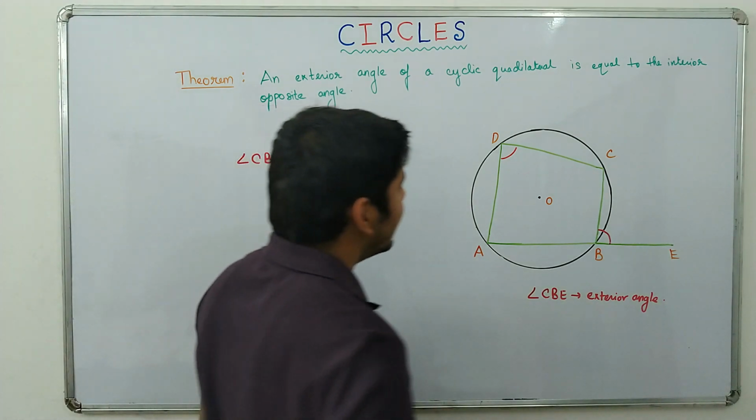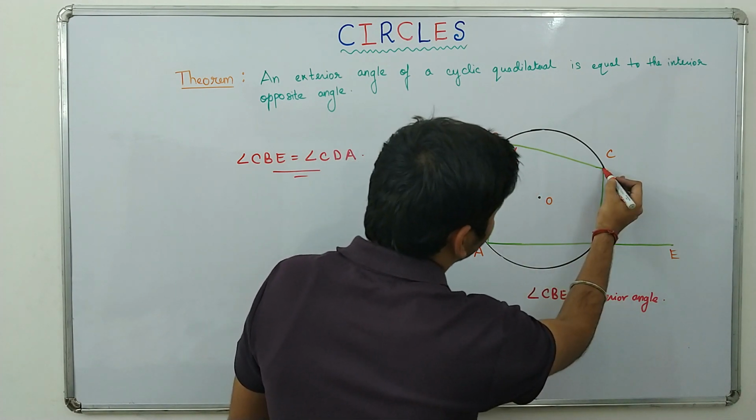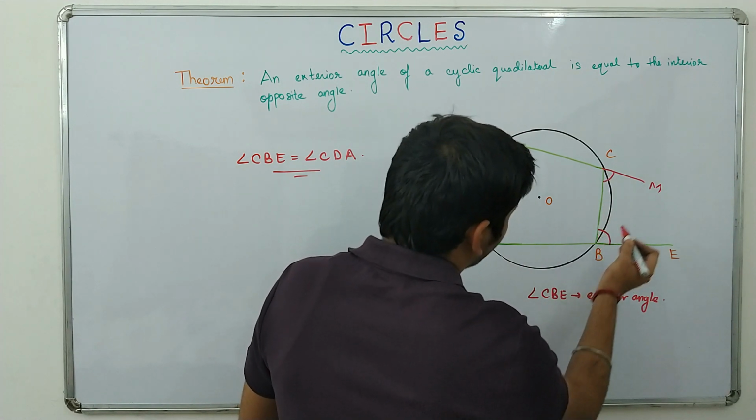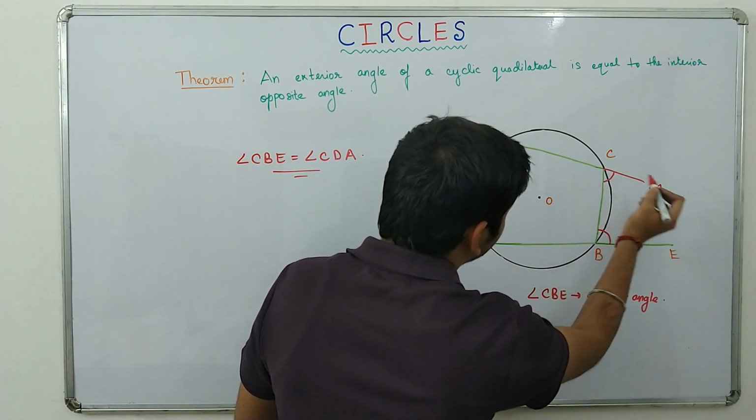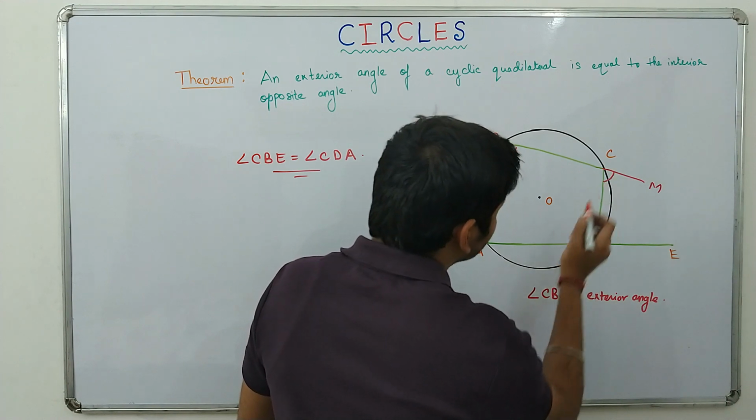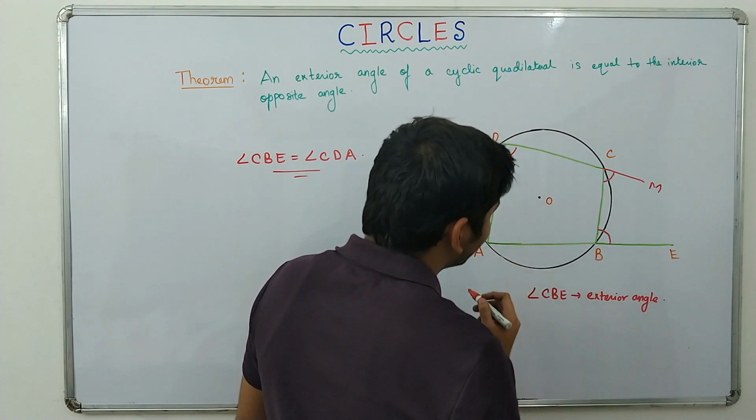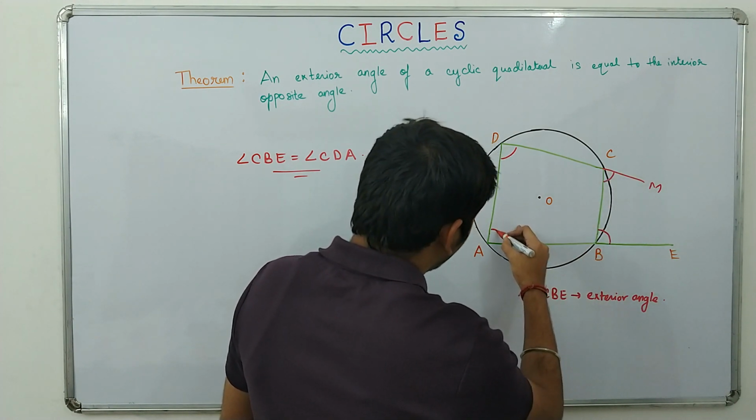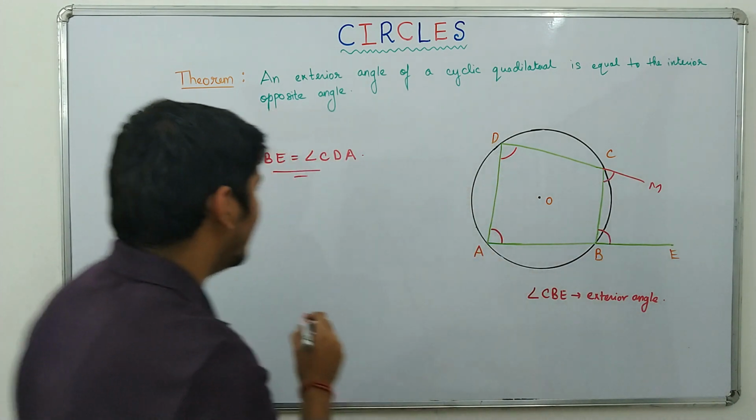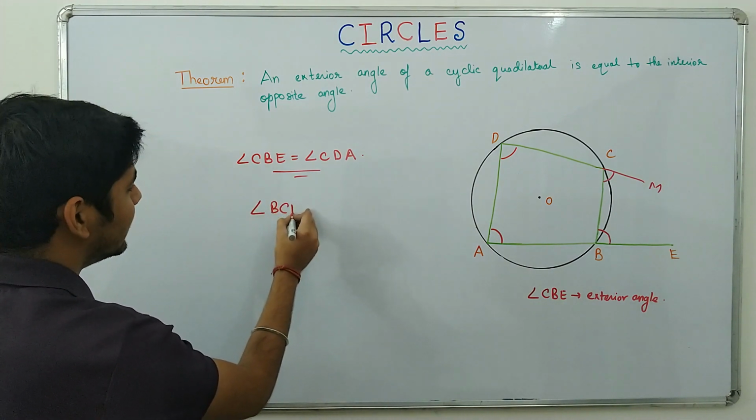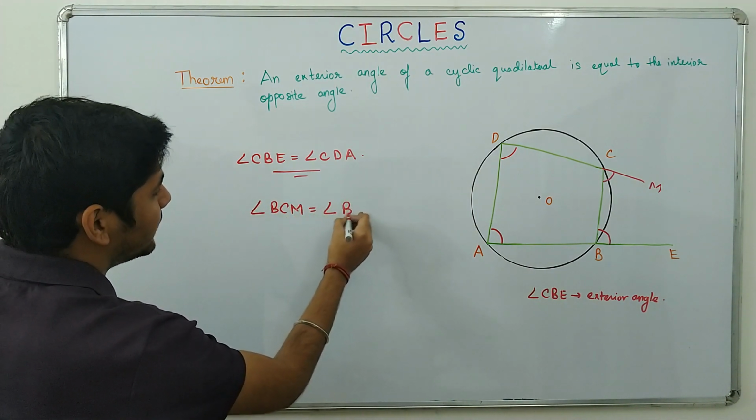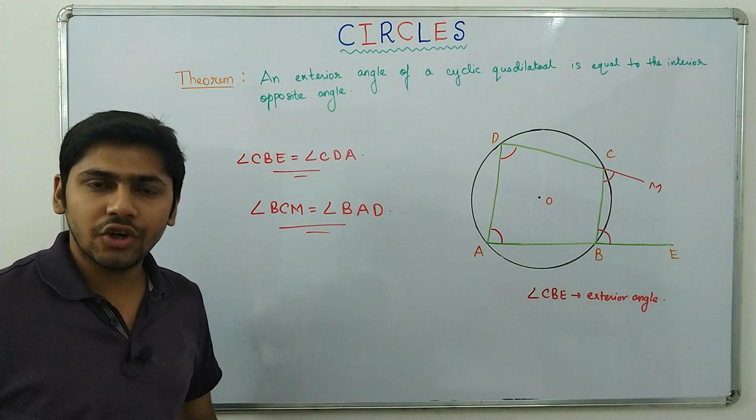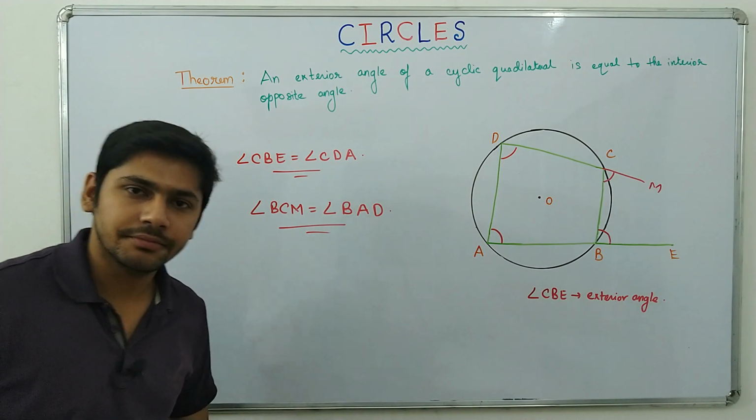Now say that I extend the side DC to M. So I get this exterior angle. So I get angle BCM as an exterior angle. This exterior angle will be equal to the opposite interior angle. So basically angle BCM will be equal to angle BAD. Okay. Now that we are done with both the theorems, we will move on to the sums.